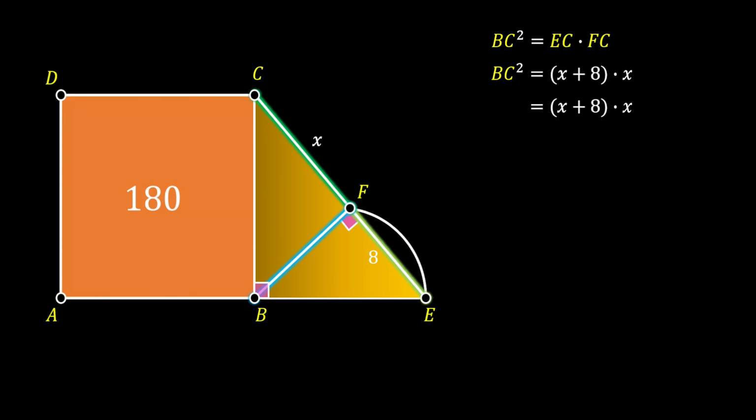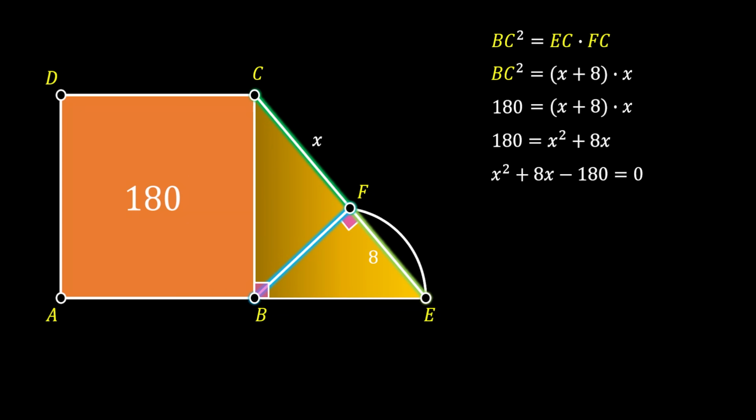And since the area equals side squared, this means that BC squared is nothing but 180, which is something that we already know. Now, if we work through this equation and we put all our terms on the left side, we're going to be left with this really nice quadratic equation.